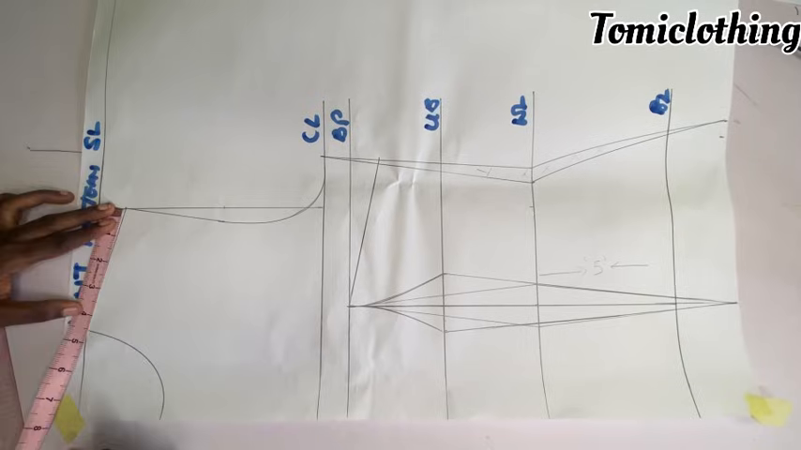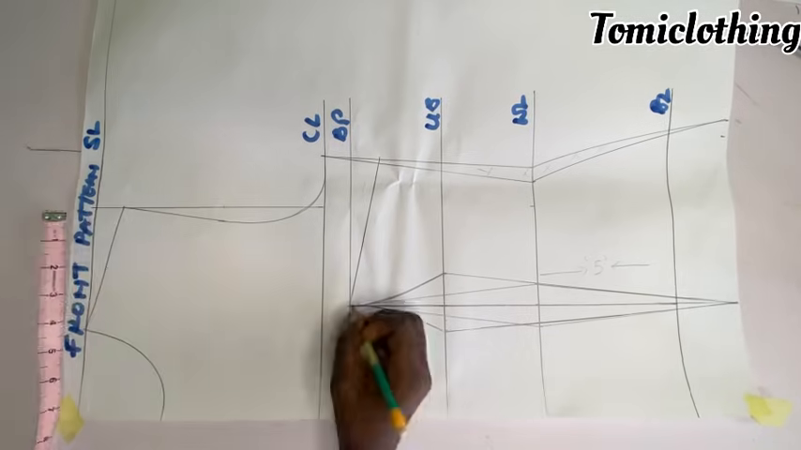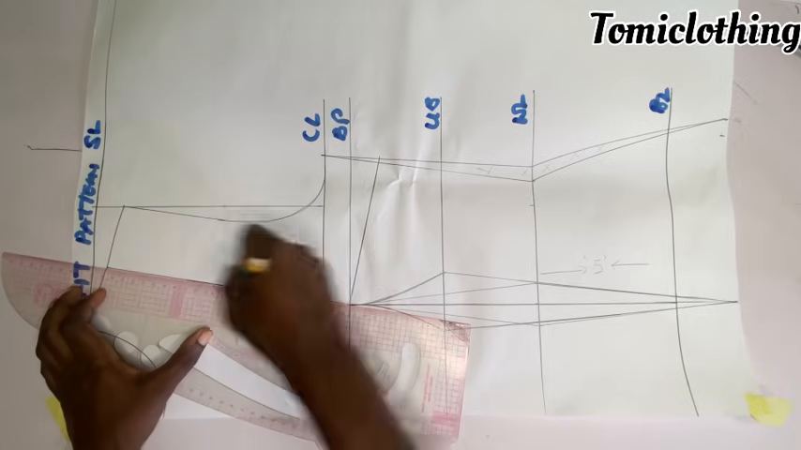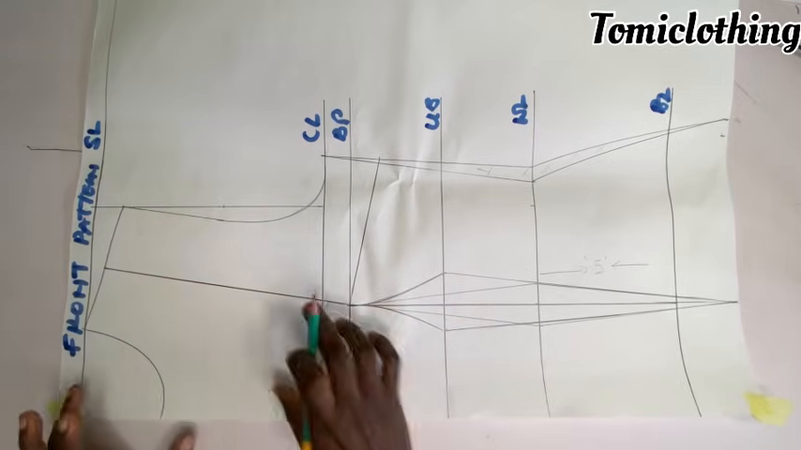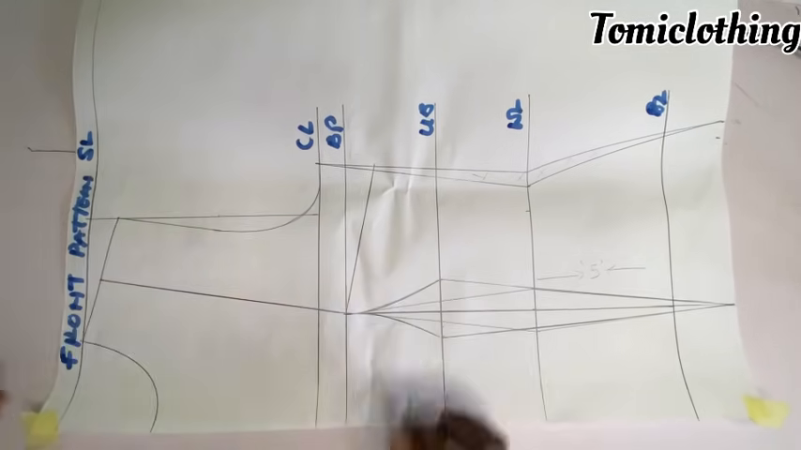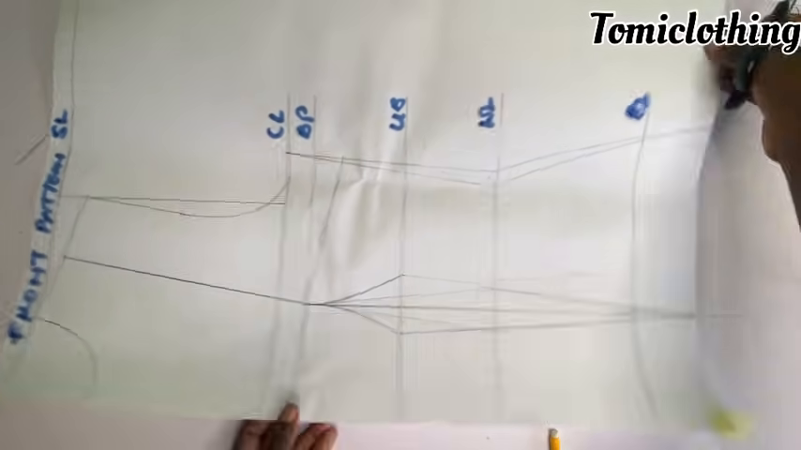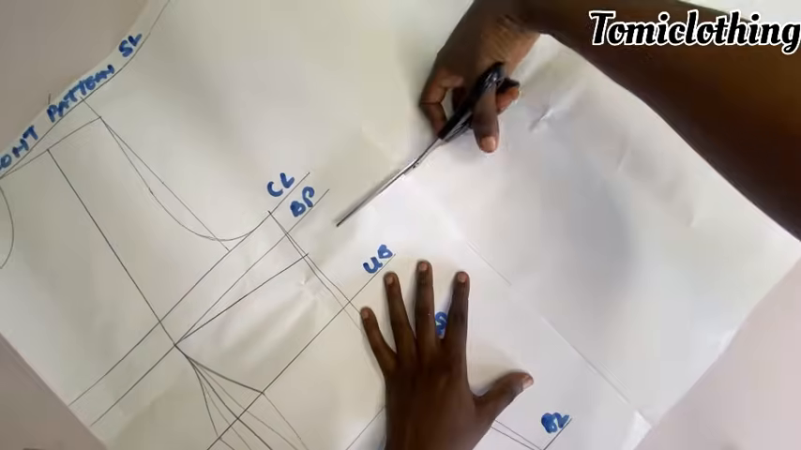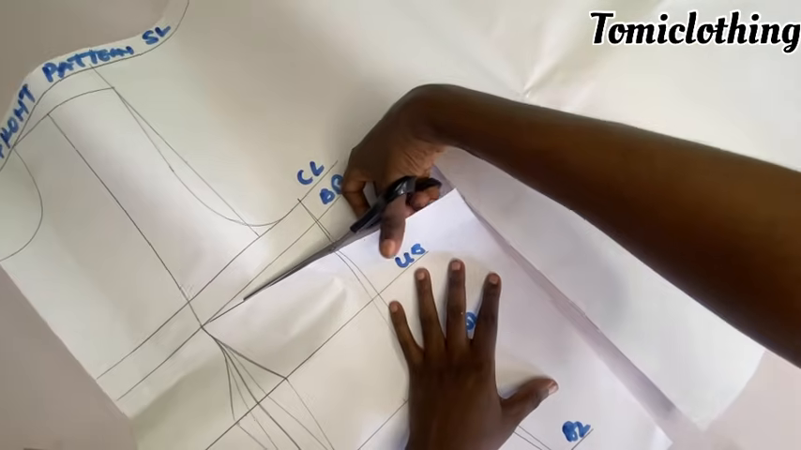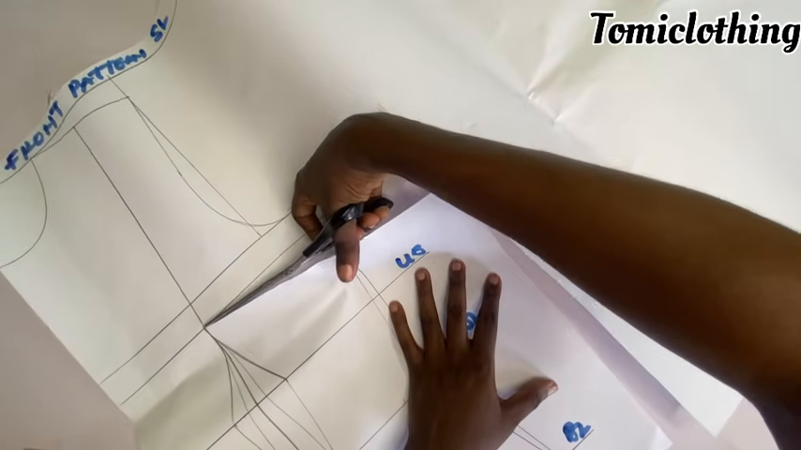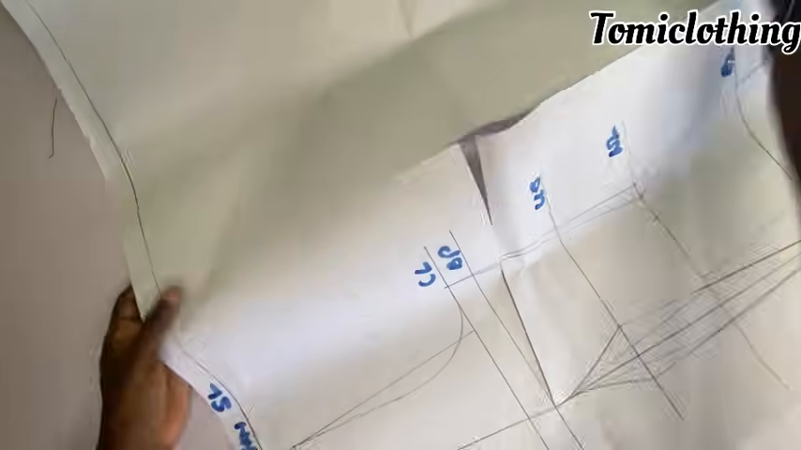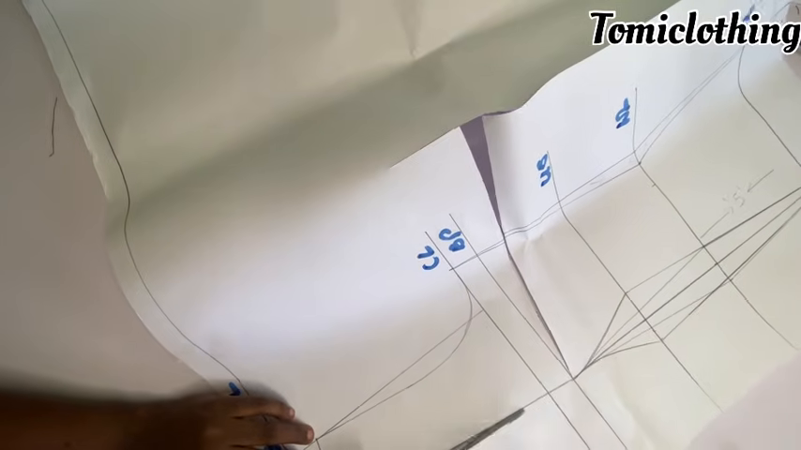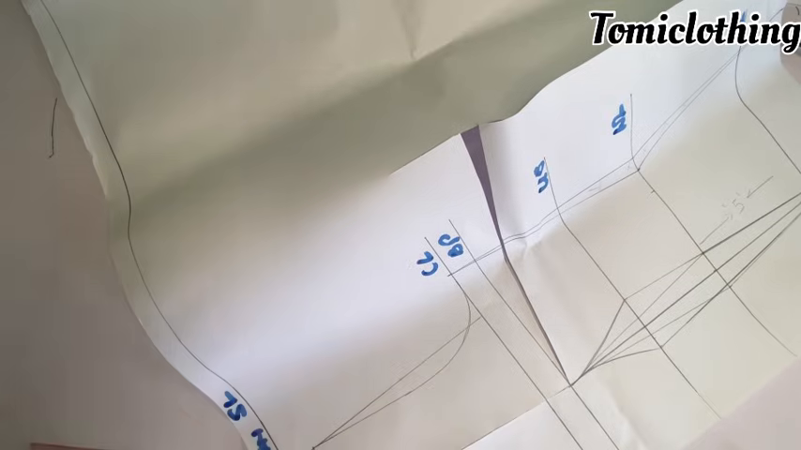The next thing is to do the shoulder contouring. I'm going to get the midpoint of the shoulder, connect it to the bust point, just as you can see. Next, I'm going to open the side dart and also the shoulder dart. Once you open a dart, you have to close another dart. Since I'm going to be opening this up like this, I'm going to open it up to the bust point. I'm also going to open up the shoulder up to the bust point like this, as you can see.